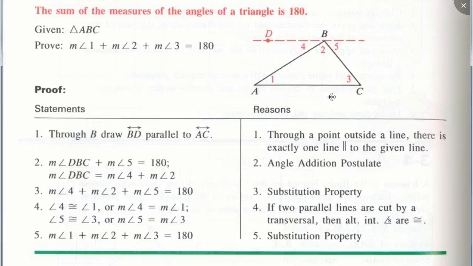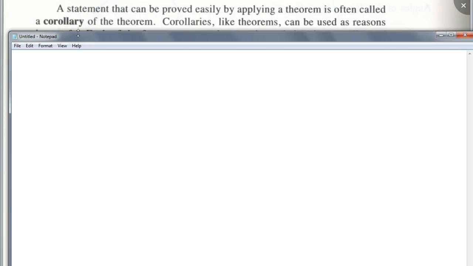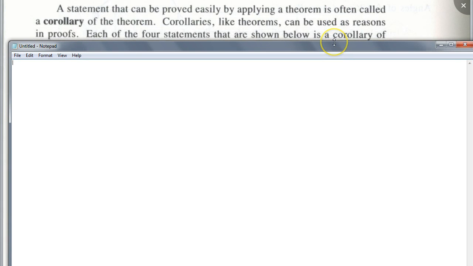Are we good? Now, from this theorem, there are some other statements that we could say. Let me get to the next one. Who wants to read for us what this says? Yeah, Michael. No, you don't need to write it. A statement that can be proved easily by applying the theorem is often called a corollary of the theorem. Corollaries, like theorems, can be used as reasons in proofs. Does that make sense? So these are some of the statements that come from this theorem that we just proved.